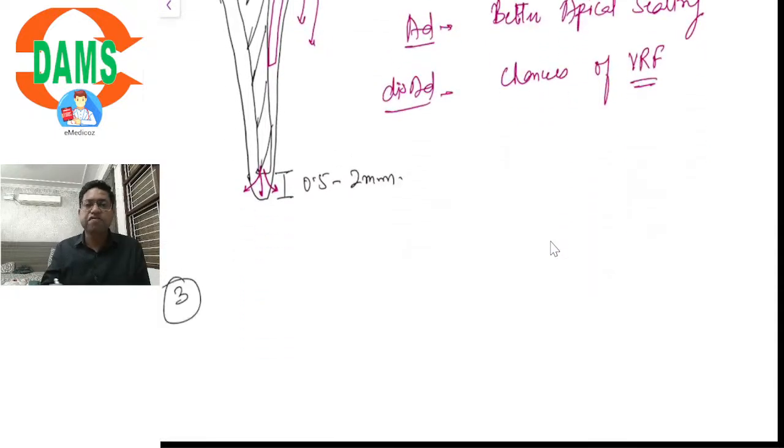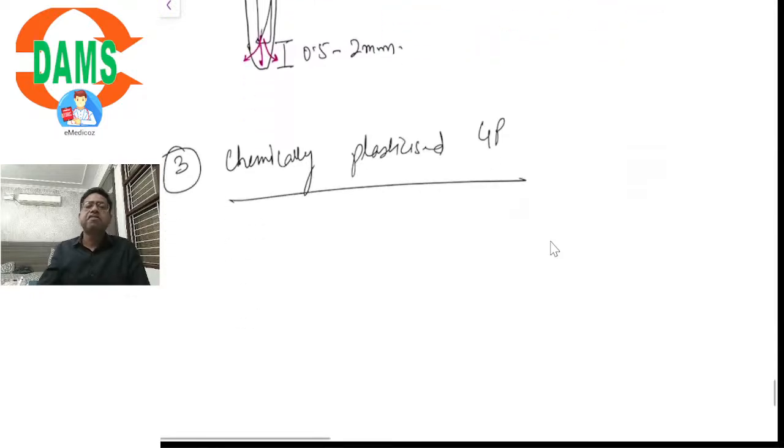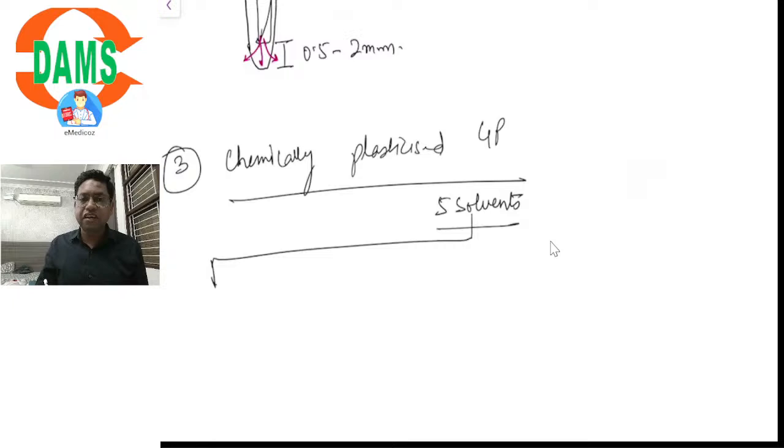The third method is chemically plasticized gutta-percha. As the name indicates, we use some chemical solvent to soften the gutta-percha inside the root canal. Five solvents are available that can plasticize the gutta-percha.